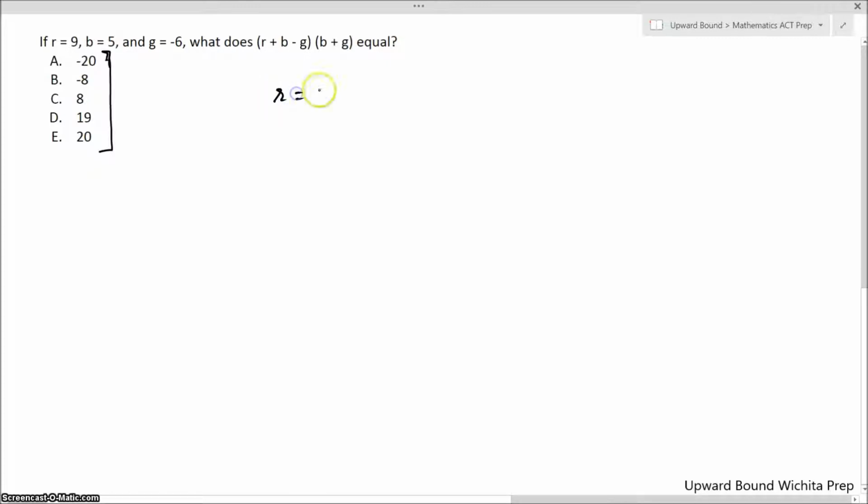What is given to you? They gave you that R is equal to 9, they told you that B is equal to 5, and they told you that G is equal to -6, right? Now what are they asking you? R plus B minus G times B plus G.